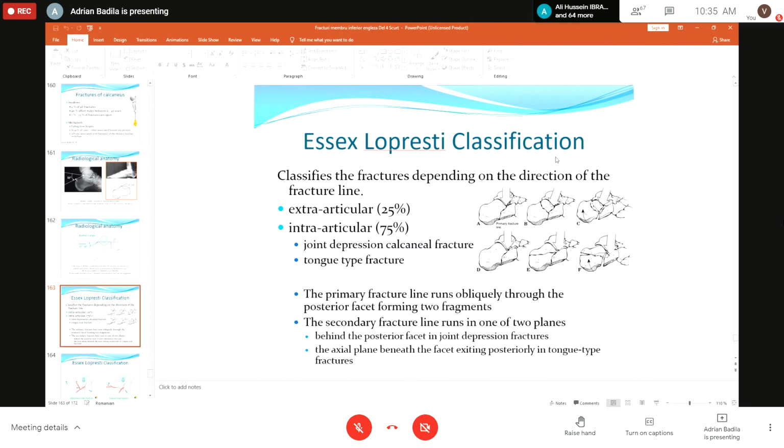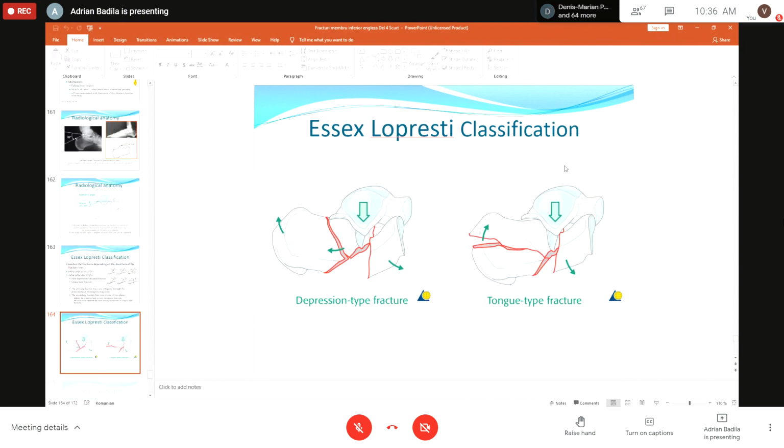We have two classifications for the fractures of the calcaneum: the Essex-Lopresti classification and the Böhler's classification. The Essex-Lopresti classification is based on the direction of the fracture line. These fractures can be extra-articular, 1/4 of them, and 3/4 of the fractures are intra-articular. These intra-articular fractures are classified into two types: the joint depression calcaneal fracture and the tongue type fracture. These are the two types.